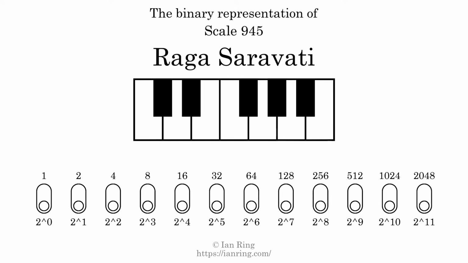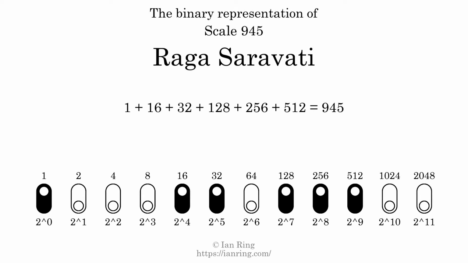The binary representation of this scale is determined by mapping tones of the scale to binary digits. Each binary digit represents a power of 2. To get the scale number, we add the powers of 2 together. The powers of 2 that are present in the scale, all added together, equals 945. That is why the scale number, in decimal, is 945.